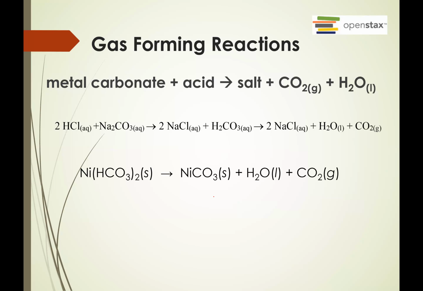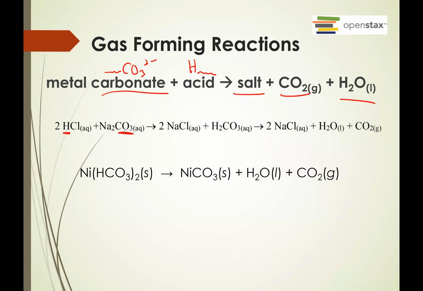So whenever you see a carbonate here with an acid, that's your hint that this is what's going to happen. So a metal carbonate, so any metal plus a carbonate plus any acid, which starts with an H, has a metal here, is always going to make an ionic compound plus CO2 plus water.